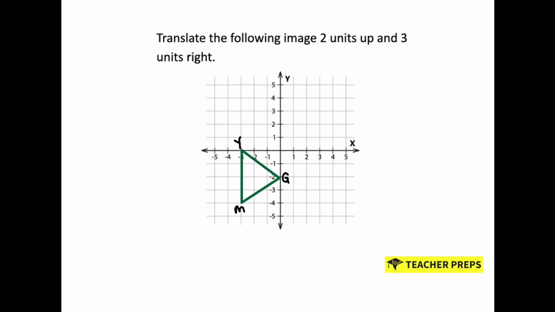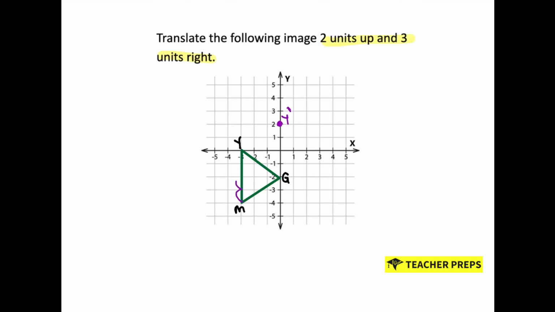This says to translate the following triangle 2 units up and 3 units right. We're going to take each point and go up 2 units and then to the right. Let's start with the Y. We're going to go up 2 units and then to the right 3 units. Now we have our new position for our Y. When we plot the point, we're going to put this little dashed line in the right-hand corner. That means Y prime.